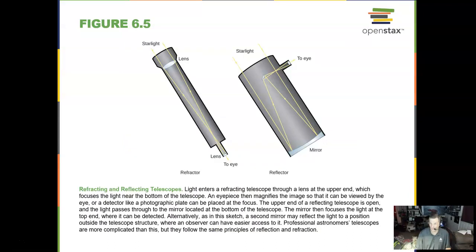The difference between refracting telescopes and reflecting telescopes is that refracting telescopes bend light through a glass lens, whereas a reflecting telescope reflects light off of a mirror to another mirror that then goes to an eyepiece, which is a lens.